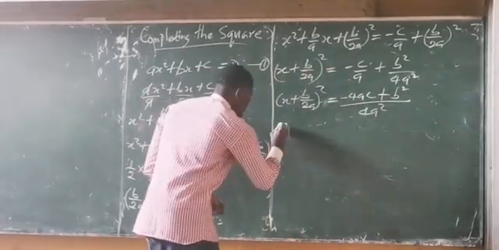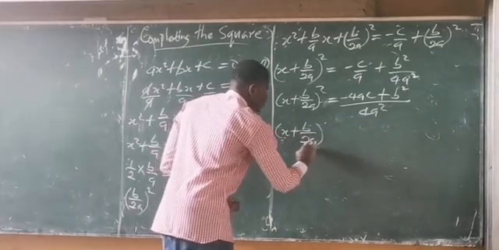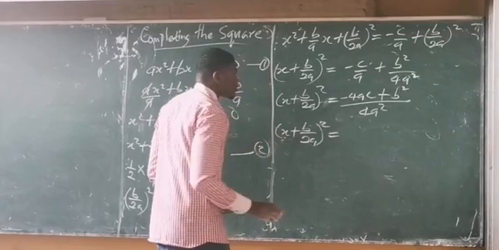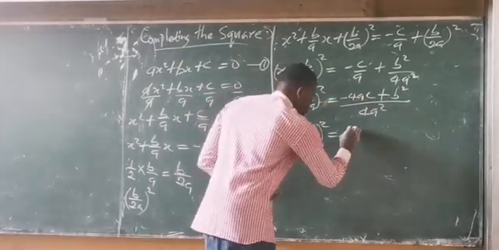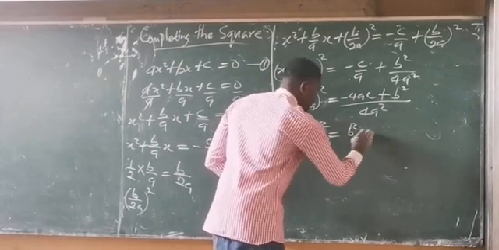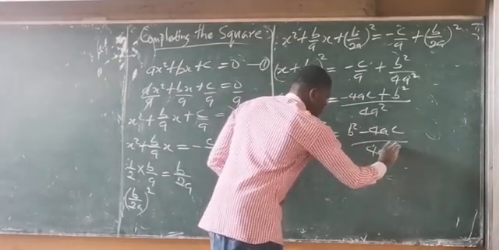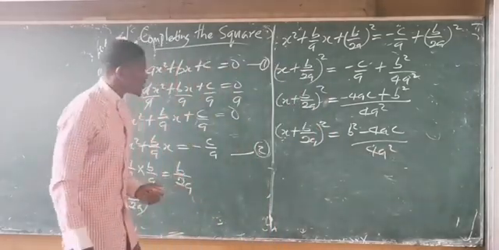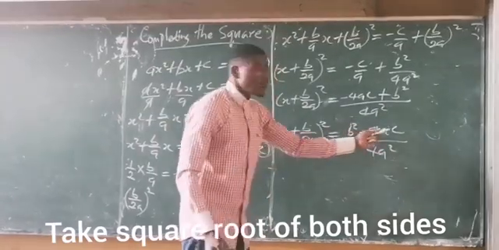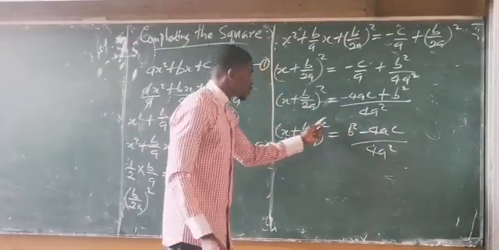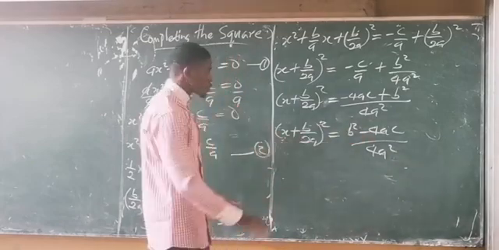Alright, so we have x plus b over 2a all squared equal to, so let's rearrange the equation. If we rearrange the equation, we'll have b squared minus 4ac divided by 4a squared. Okay, at this point, you take the square root of both sides so that this square can cancel out.